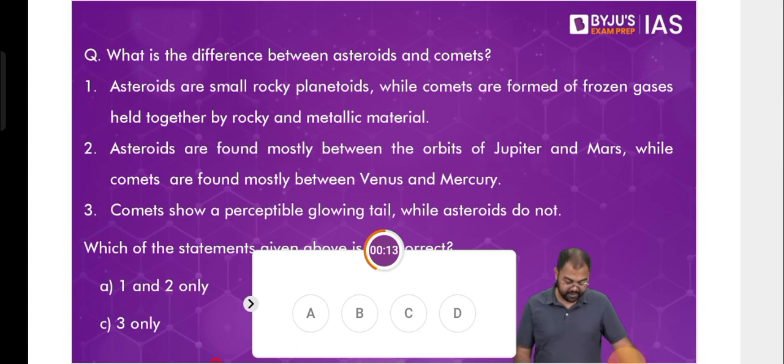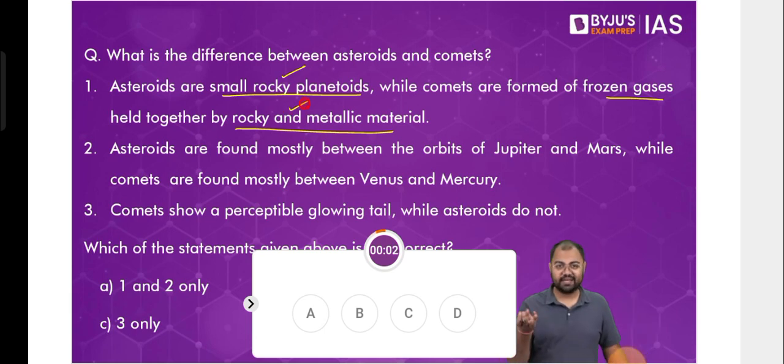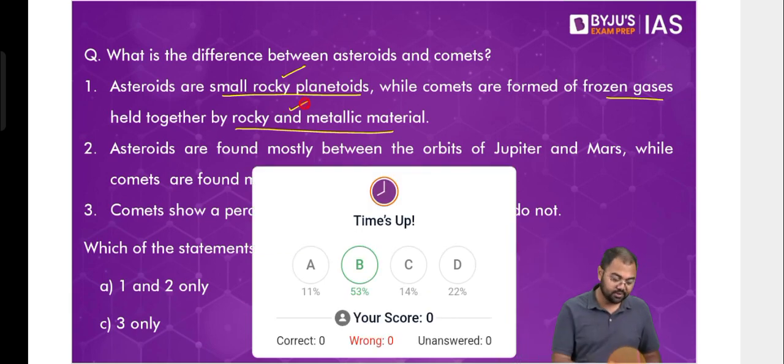Alright, so 53% of you have marked B, which is the correct answer. Let me just discuss this with you. What is the difference between asteroids and comets? First, asteroids are small rocky planetoids. We discussed this. While comets are formed of frozen gases held together by rocky and metallic material. So we discussed that minerals, rocks, dust, ice, and various frozen gases are all there. So this is perfectly correct.